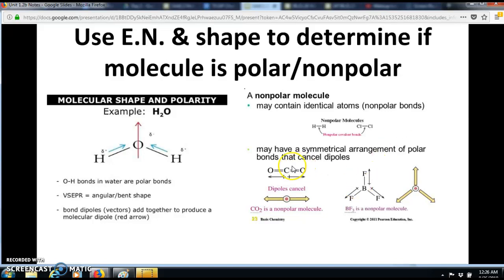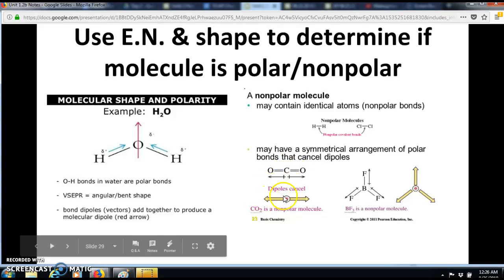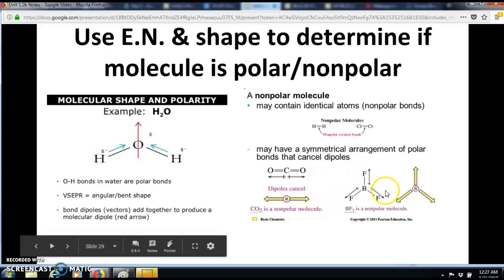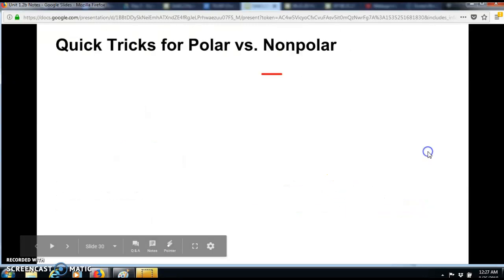But there are also cases like with CO2 where you can have polar bonds, like the carbon-oxygen bond is a polar bond, but the dipoles cancel out because they go in opposite directions. We saw from the electrostatic map that CO2 was nonpolar, but now we can also see from the dipoles, since they cancel each other out, that it's nonpolar. Same thing with BF3. This is a very symmetric or even molecule. All of the bond dipoles, for the boron-fluorine bonds, are going to cancel out, and so this is nonpolar.